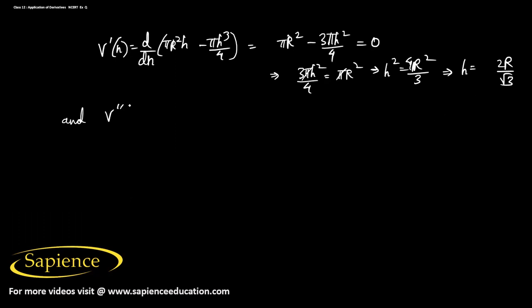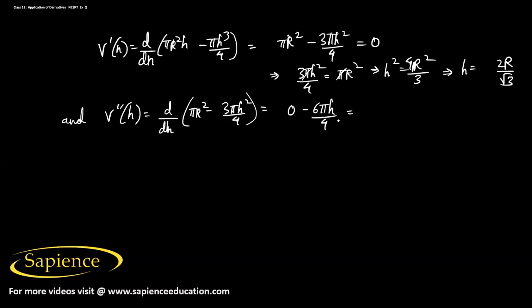And we have to find then V''(h). That will be equal to d by dh of (pi r square minus 3 pi h square by 4), which is V'(h). So that will be 0 minus 2 3s are 6, 6 pi h by 4. So that is 2 2s are 4, 2 3s are 6. So this is minus 3 pi by 2 h. Now therefore V''(2r by root 3) is equal to minus 3 pi by 2 into 2r by root 3.